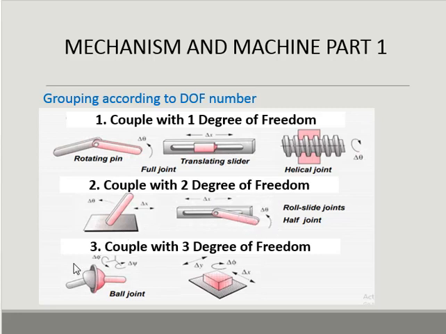And the third classifier is coupled with 3 degrees of freedom like this. This sample is like a ball joint. This has 3 degrees of freedom, 2 rotation, 2 linear motion. And the second picture is 2 linear motion and 1 rotation motion. 2 linear motion is x-axis direction and y-axis direction.